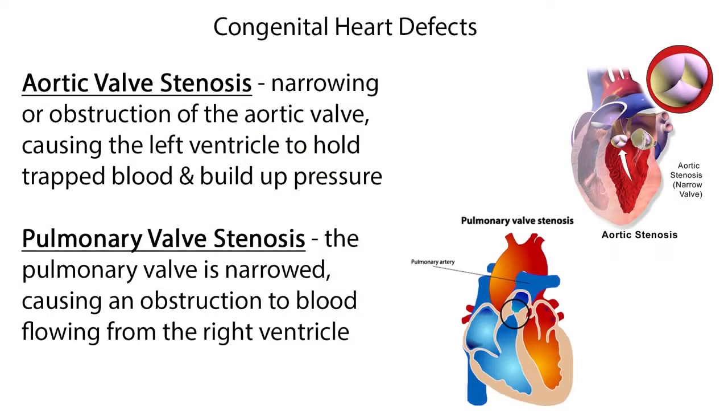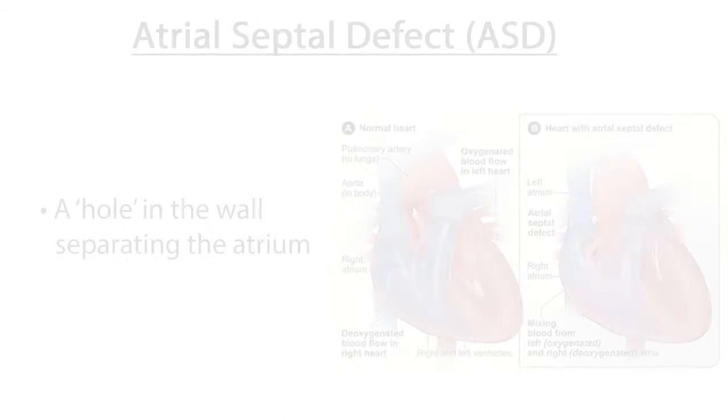Some common heart defects you may come across include aortic valve stenosis, which is narrowing or obstruction of the aortic valve, causing the left ventricle to hold trapped blood and build up pressure. Pulmonary valve stenosis. The pulmonary valve is narrowed, causing an obstruction to blood flowing from the right ventricle.